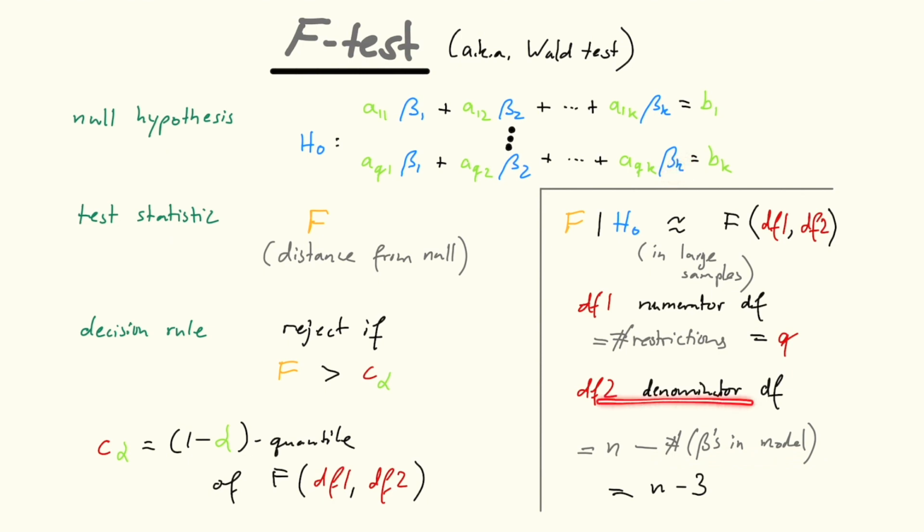Therefore, the denominator degrees of freedom would be n minus k plus 1. This may look quite complicated, but in most practical applications it's not. This is because for most of the null hypotheses that you're likely to test, a lot of the a's will tend to be 0.